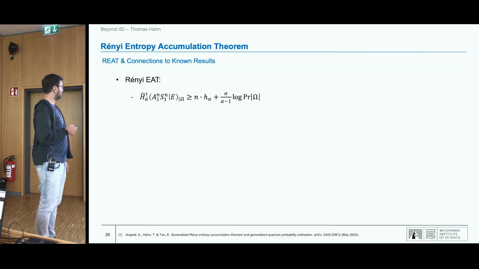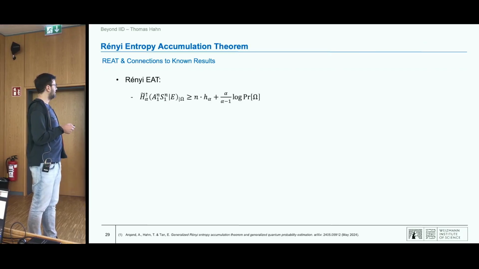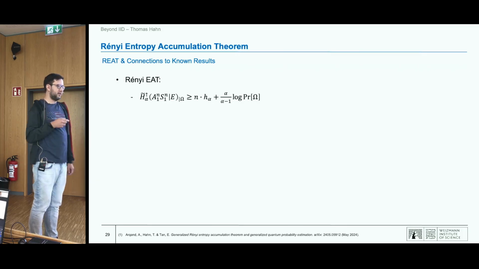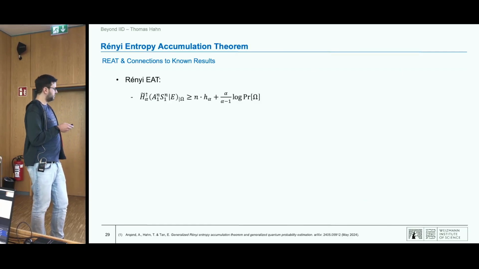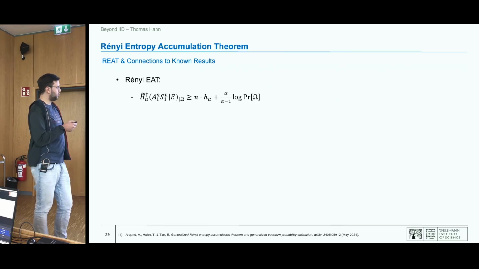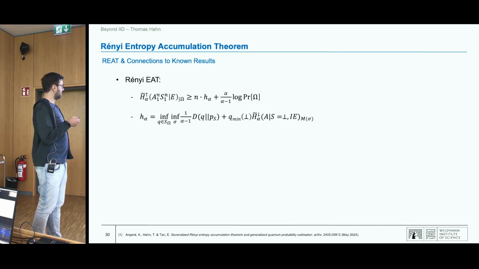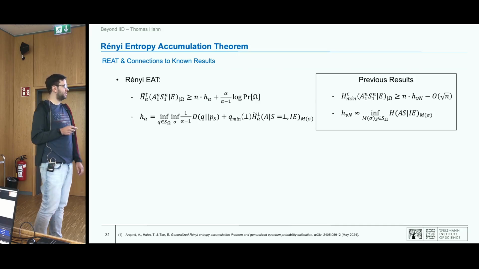The result that we get is very similar in spirit, of course, to the original EAT. You get something that accumulates linearly, and now the only term that remains is some term that depends on the accept condition. This term also appears in the original EAT somewhere in the second order term. And now, how does this first order term look? Well, it's a little bit large. To understand it a little better, let's compare it to the original EAT.